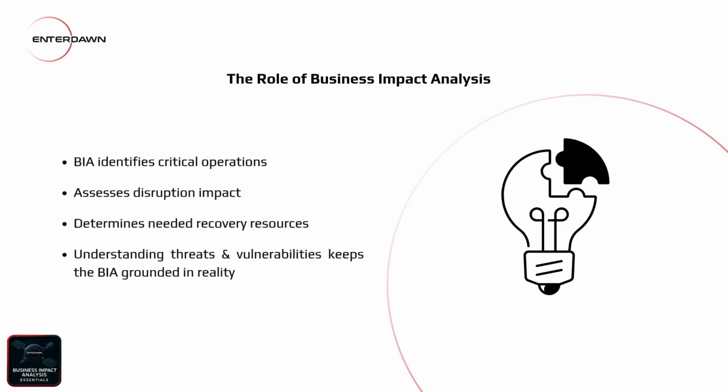In short, this module shows that disruptions don't happen in isolation. They're the result of external threats interacting with internal vulnerabilities. The BIA helps you pinpoint where you're most exposed and what matters most to keep running.